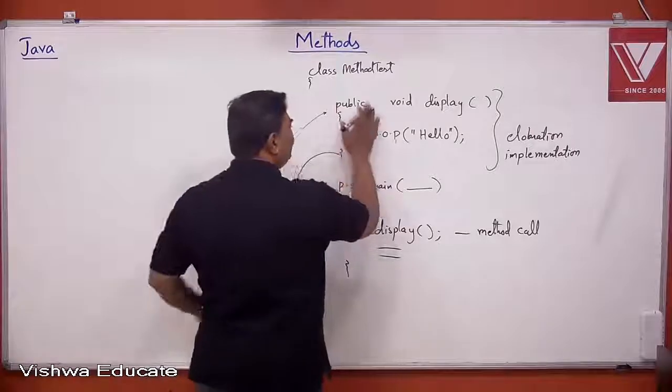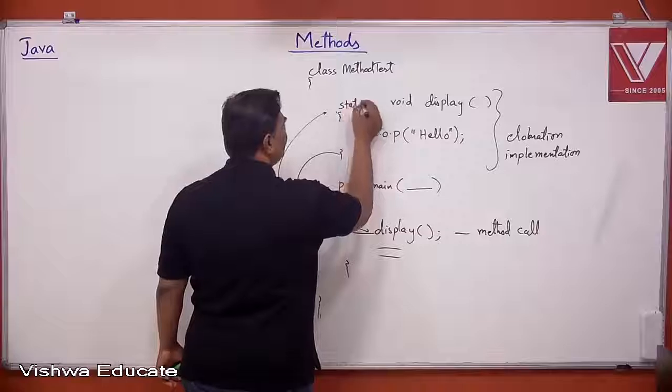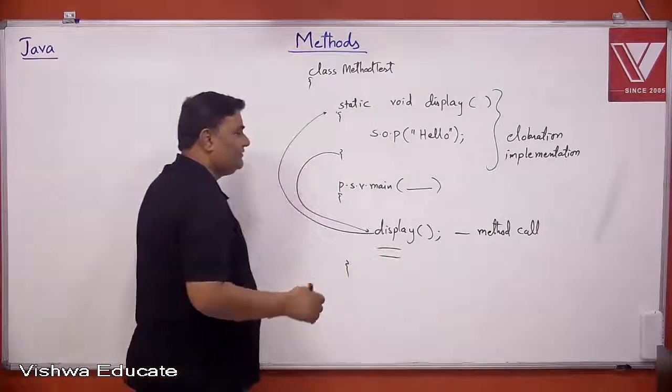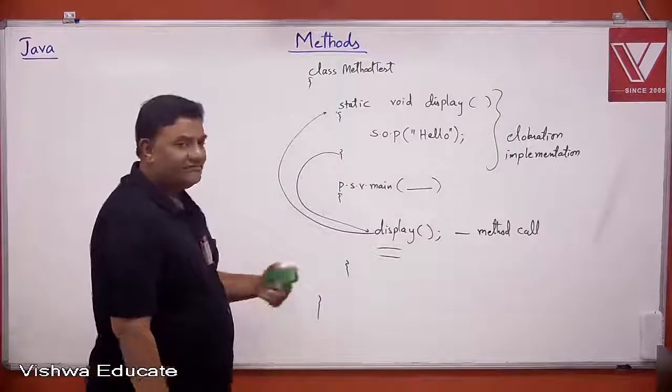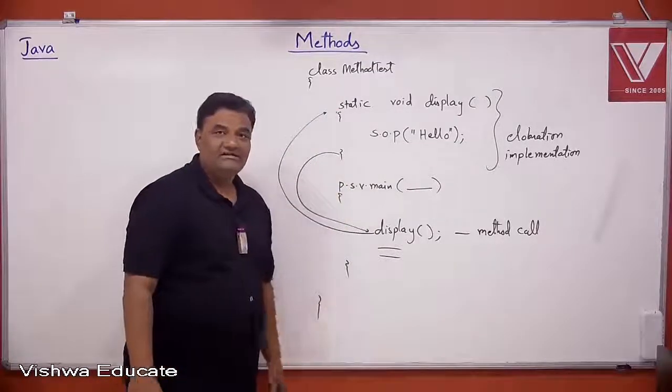So I don't need public, so I'll just remove public, and here I will say static. Whether I write public or not, it makes no difference. Then without public, what it is, we will see that. So this is static. Now you can call this method directly.